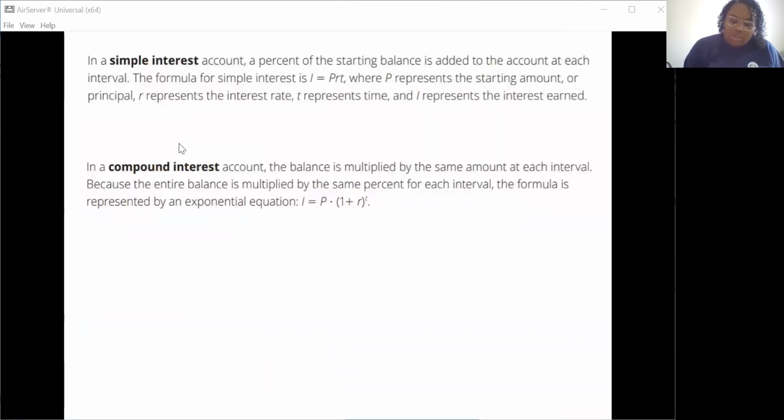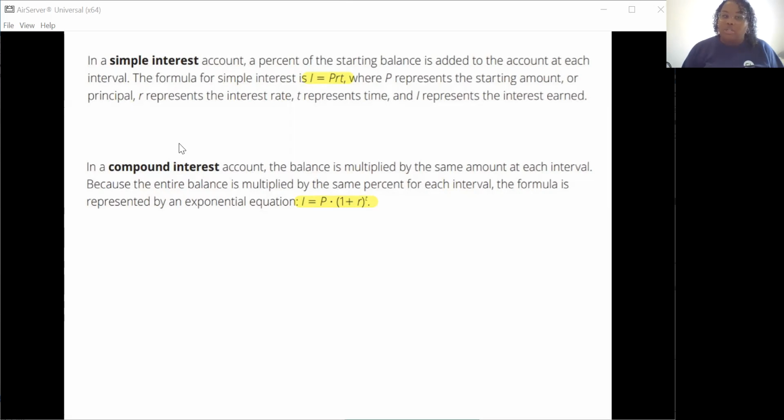Simple interest uses the formula I equals PRT. I stands for interest, P stands for principal or the initial amount, R is our rate as a decimal, and T is our interval of time. For compound interest, we use the equation I equals P times the quantity 1 plus R to the power of T. Those variables mean the exact same thing.